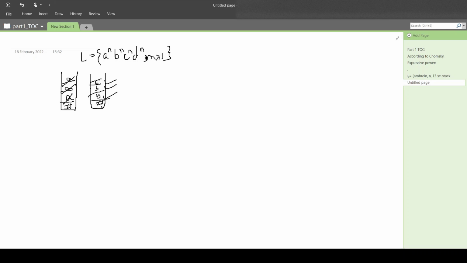Then when we are popping b, we are entering c over here. Popping the b, entering c. Popping the b, entering c. Then again the same: when we are popping c, entering d here. Popping c, entering d here. Popping d.